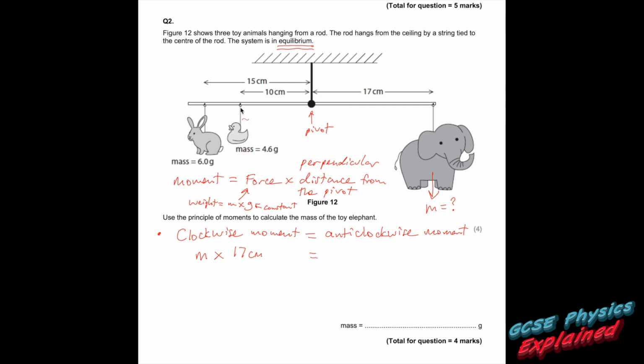So if we look at this duck, the duck's force would be coming down, that's the weight, go round the back of the pivot, keep going in that direction. What is that? That's anti-clockwise. So you've got the mass of the duck, which was 4.6 grams, multiplied by 10 centimetres. And we need to add that to the moment of the rabbit. So the force is going down, go around the back of the pivot. Yep, that's going anti-clockwise as well.